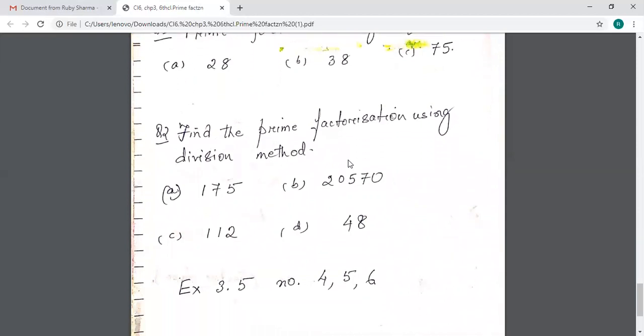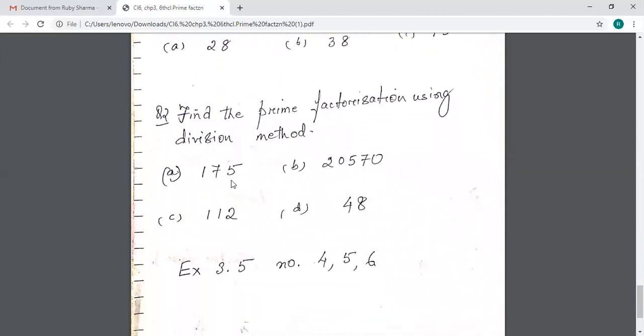Now the next one is find the prime factorization using the division method. So division method for 175, first you check with 2. So it's an odd number, obviously. 2 is not a prime factor of 175. Then you check whether 3 is a prime factor. So 7 plus 1 is 8. 8 plus 5 is 13. So it is not divisible by 3.